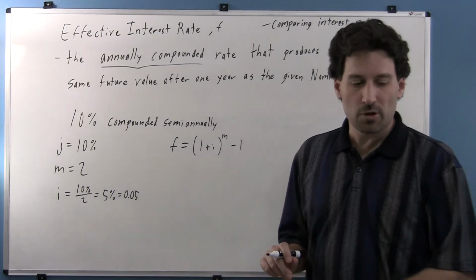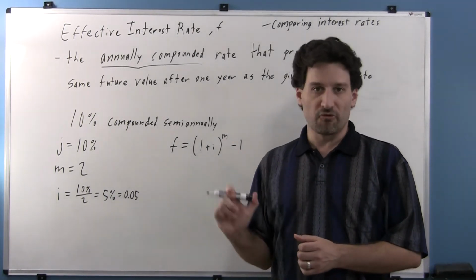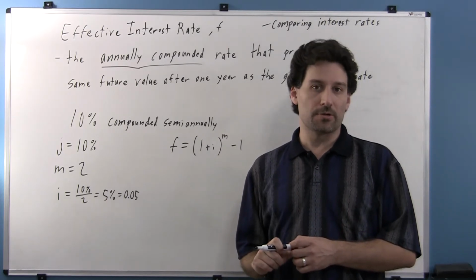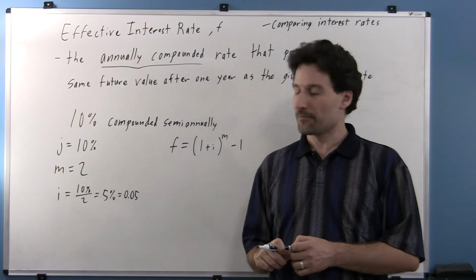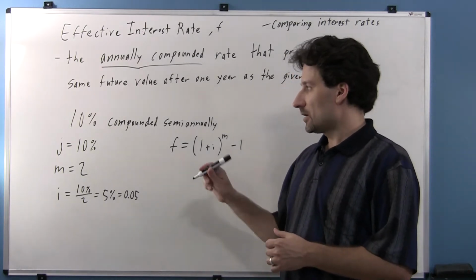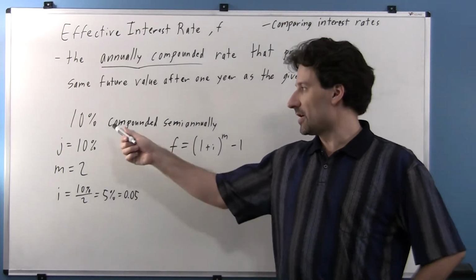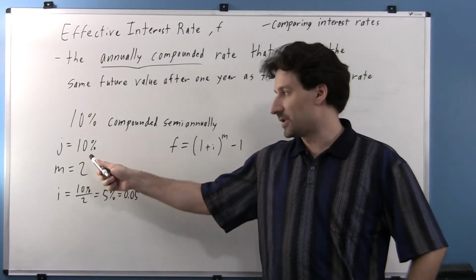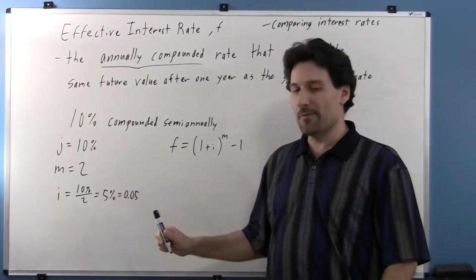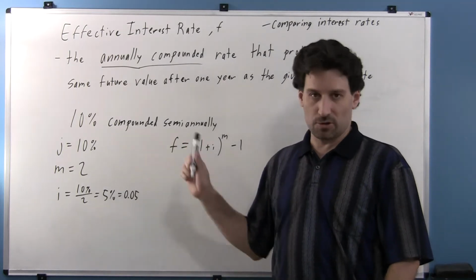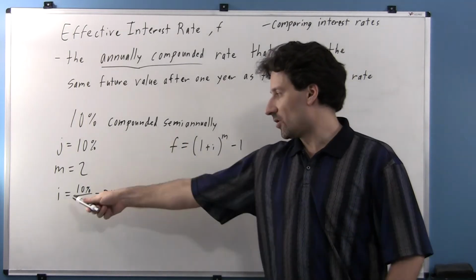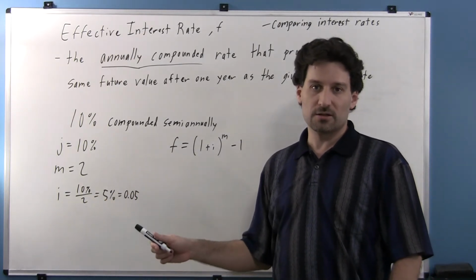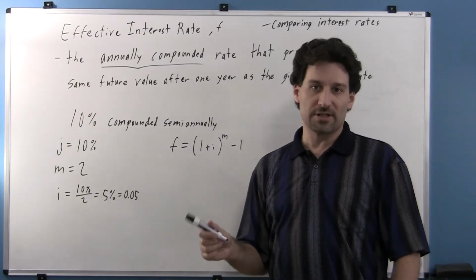Let's briefly look at using the formula, and then I'm also going to show you the built-in calculator function that makes this even easier. Okay, so we had that example, 10% compounded semi-annually. So our nominal rate was 10%, that's J. M was 2 compounding periods per year. So periodic interest rate is 10 divided by 2, it's 5%, or 0.05 as a decimal.